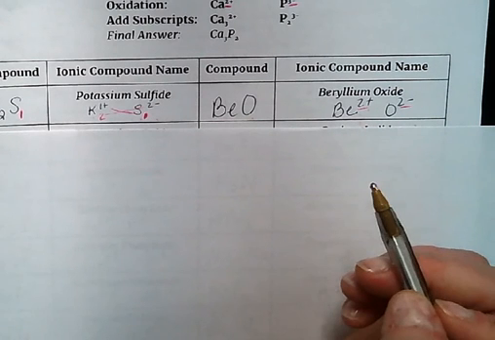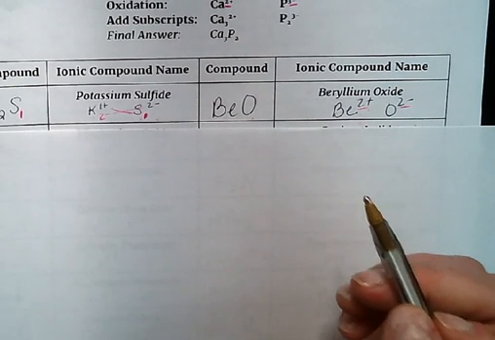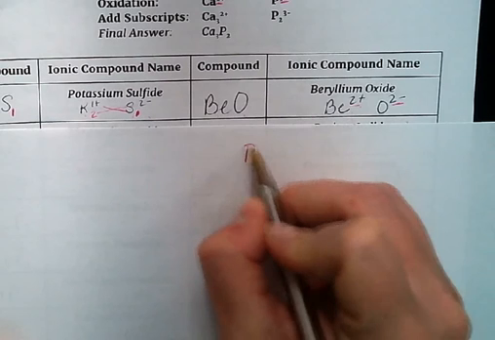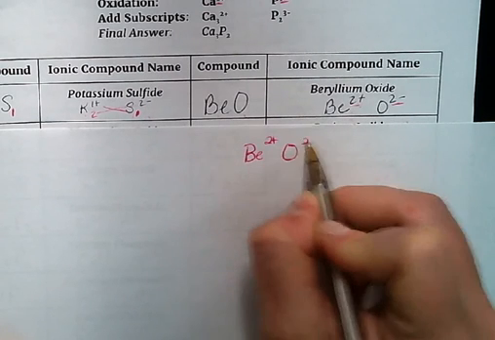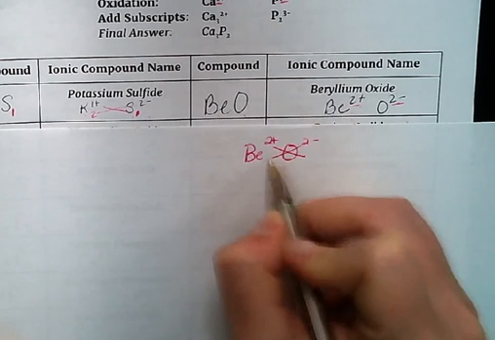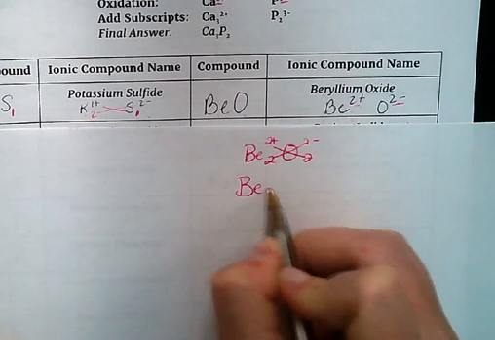Now, what if you crisscross applesauce and you came up with Be, you put those down, Be2+ and O2-, and you crisscrossed applesauce and you said, okay, my answer is Be2O2. All right.